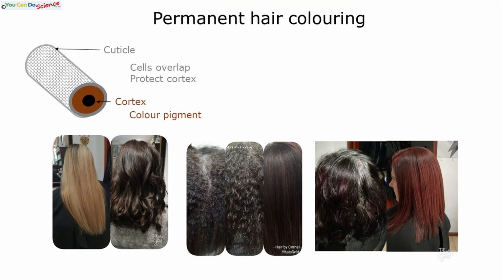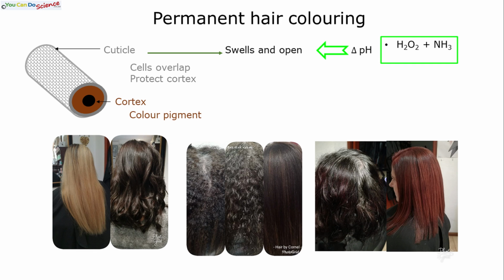When hair is colored permanently, the cuticle must first swell up and open, so that the colorant can get to the pigment cells in the cortex. This can only happen with a change in pH. Hydrogen peroxide and ammonia are used in hair colorants. H2O2 and NH3 are alkaline and will raise the pH to between 7 and 8.